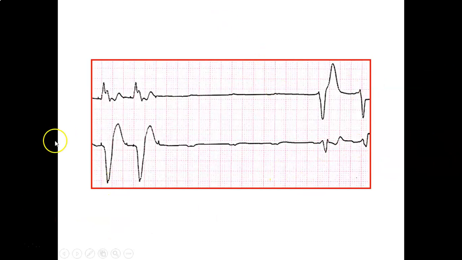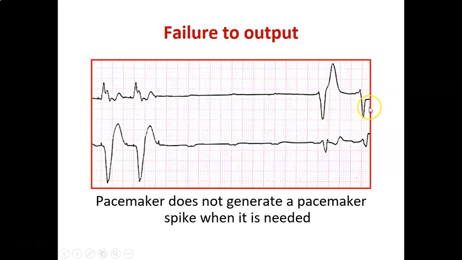Here, if you see, these are the spikes from the pacemaker. Pacemaker spikes should produce the QRS complex. So we should expect that this pacemaker must produce the QRS complexes, but here it's not producing. So this is failure to output. The pacemaker does not generate a pacemaker spike when it's needed.